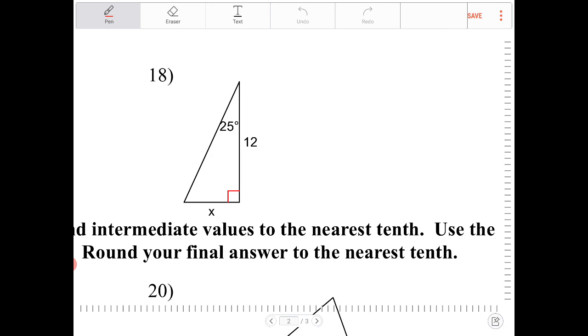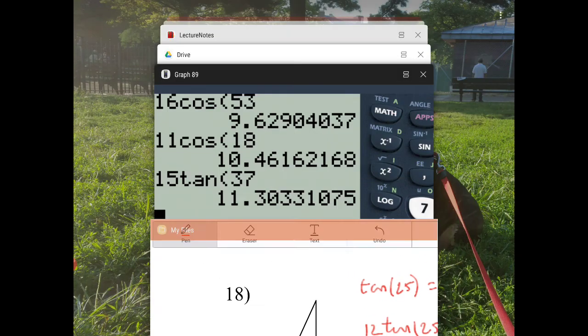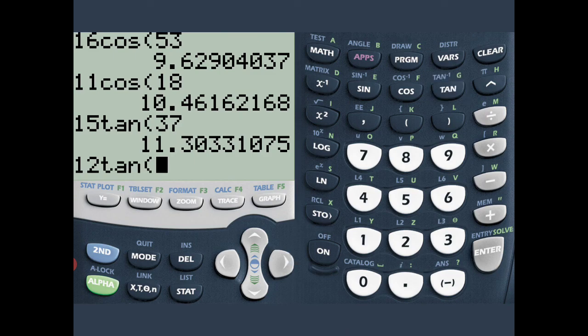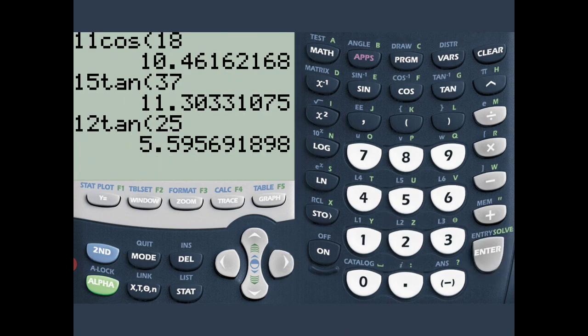Here again, x is opposite of 25, so I can say tangent of 25 is opposite over adjacent. So again, I cross multiply by 12. I get 12 tangent of 25 is equal to x. And what will x turn out to be? 5.6.